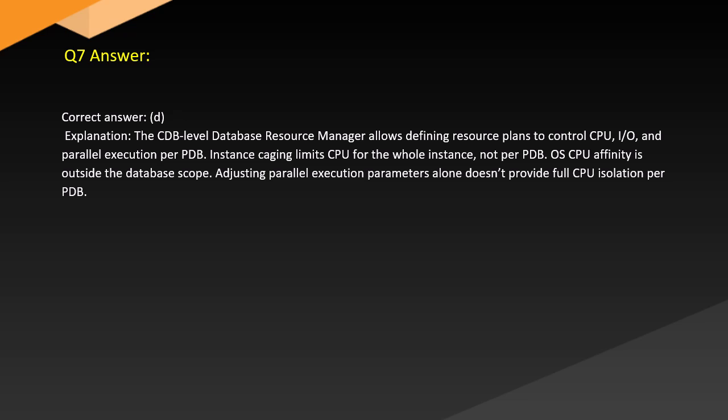Answer. Correct answer, B. Explanation. The CDB level Database Resource Manager allows defining resource plans to control CPU and parallel execution per PDB. Instance caging limits CPU for the whole instance, not a PDB. CPU affinity is outside the database scope. Adjusting parallel execution parameters alone doesn't provide full CPU isolation for a PDB.